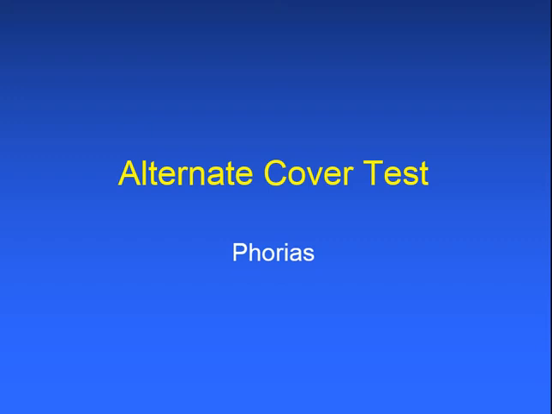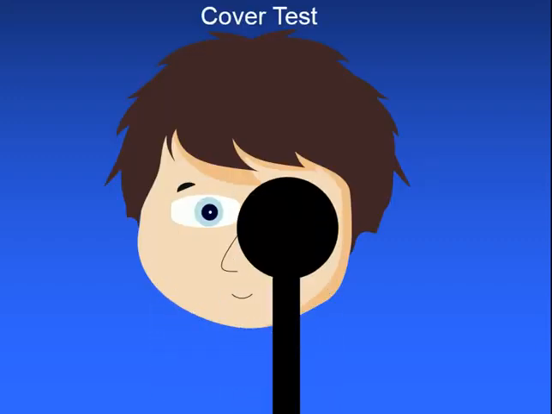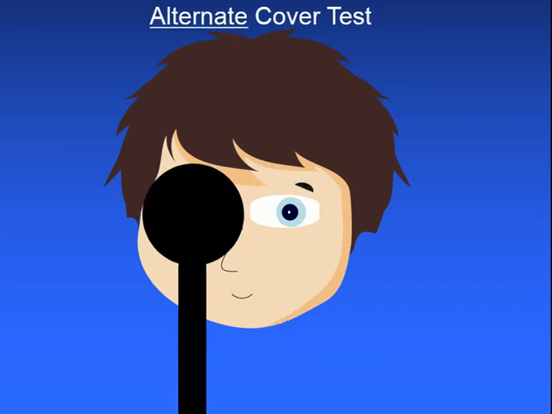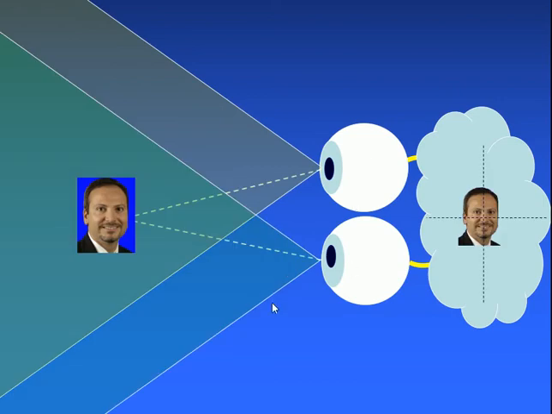And watch what's done here. So again, we start off with the cover test, and it's negative. We don't see any movements. And then we begin to move the occluder back and forth. And as we move it back and forth, now we see movements. And why is this happening? Because of the brain's effort to keep the eyes in alignment. We'll just come back to this slide.